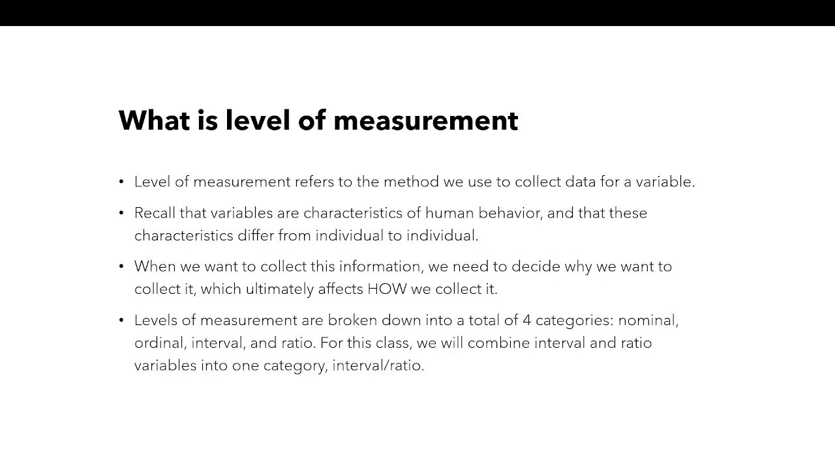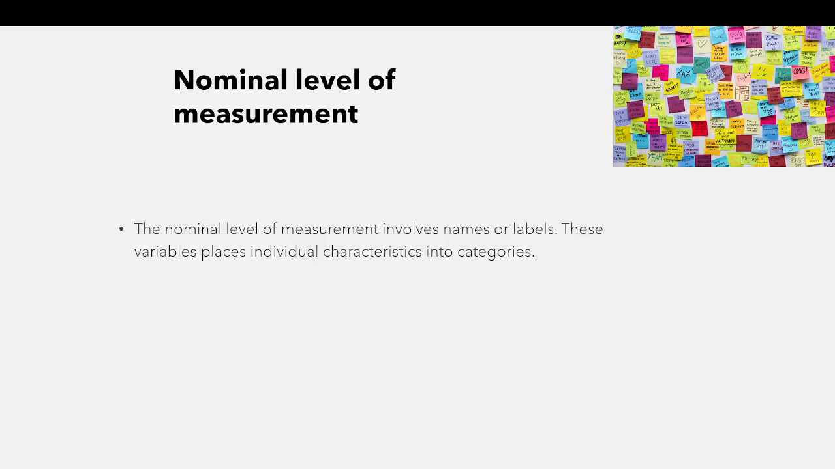Levels of measurement are broken down into a total of four categories: nominal, ordinal, interval, and ratio. For this class, we're going to combine interval and ratio variables into one category, which we'll refer to as interval/ratio. So we'll begin with nominal level of measurement. The nominal level of measurement involves names or labels.